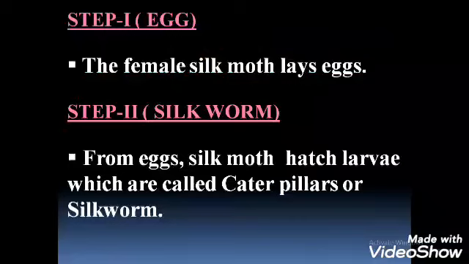First, the life history of the silk moth. Egg: the female silk moth lays eggs. This is the first step. Then the second step: from the eggs, silk moths hatch larvae, which are called caterpillars or silkworms.